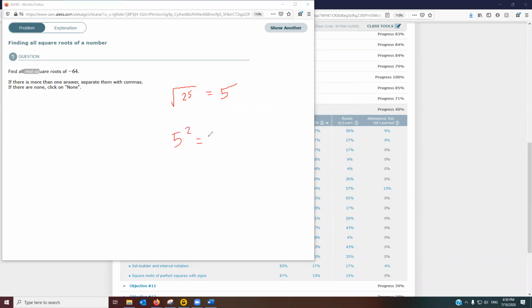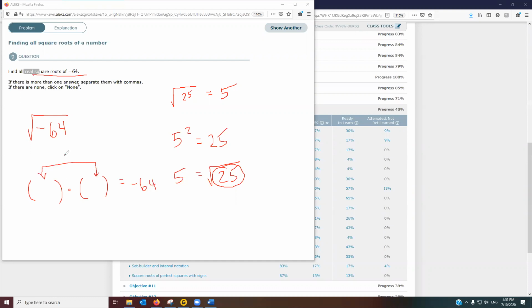The inverse is taking the square root of 25, and it's asking you what number squared results in this quantity under the square root symbol. So of course the answer is 5. They're asking me here, what are the square roots of -64? Well, that's asking me what number times itself equals -64. Remember, these parentheses have to be the same.